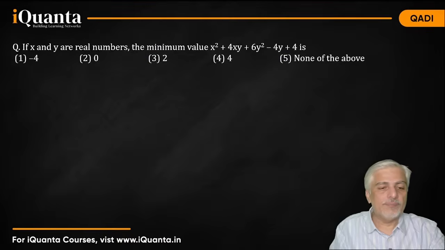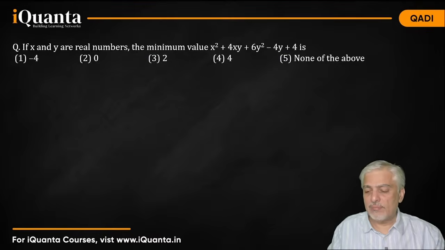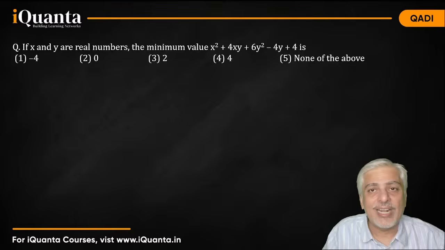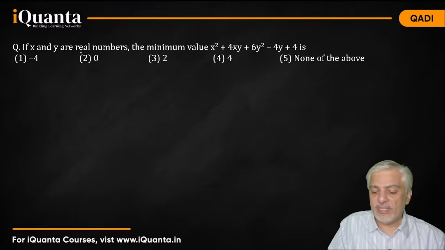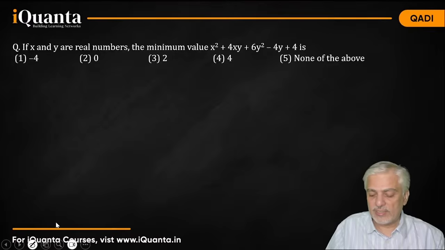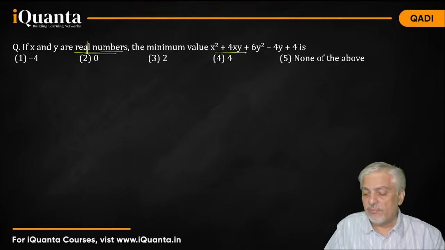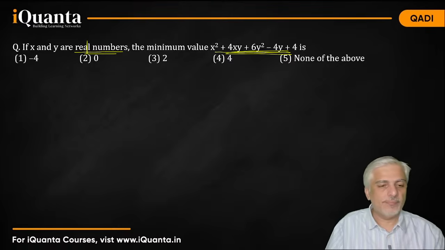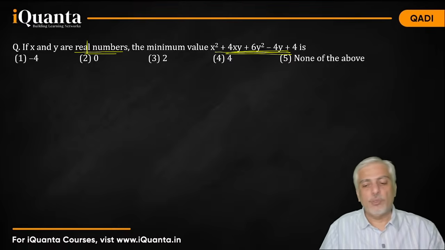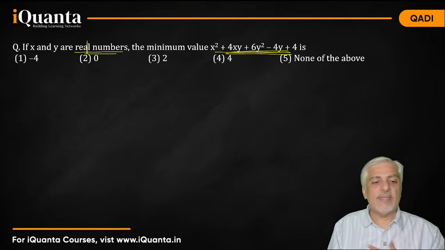First question, a little bit of maxima minima, algebra. Let's have a look at it quickly. X and Y are real numbers. So they've told us the numbers are real. We need to find the minimum value of this expression. There are a couple of approaches you can take for this question. Think a little bit and let me know what you would do.